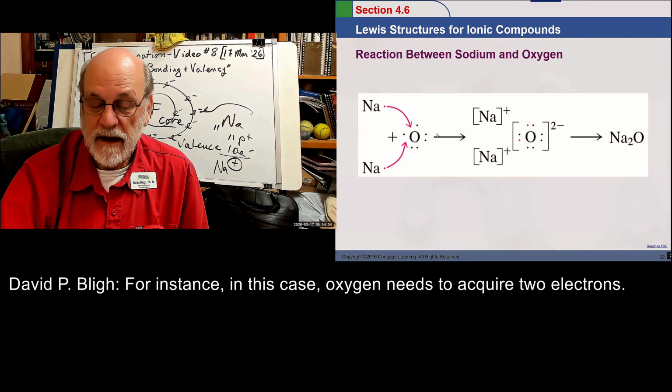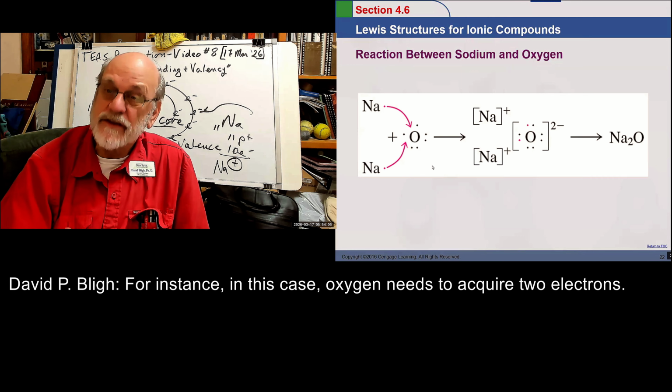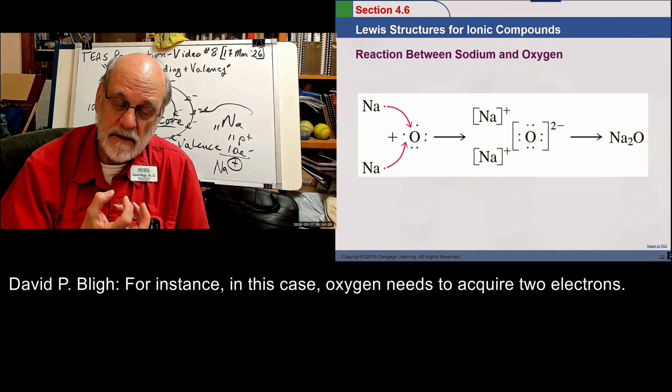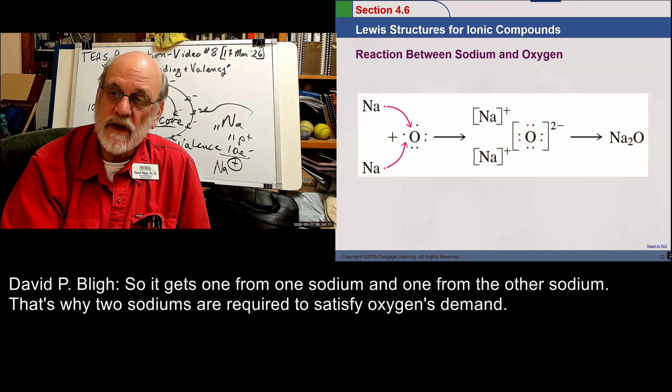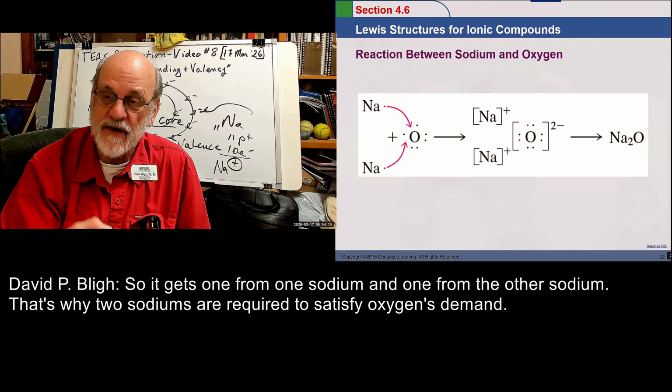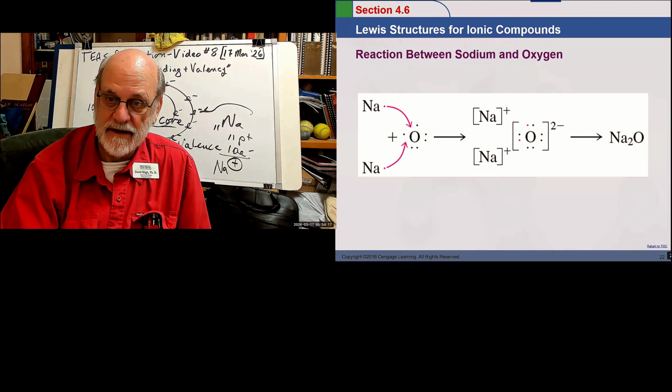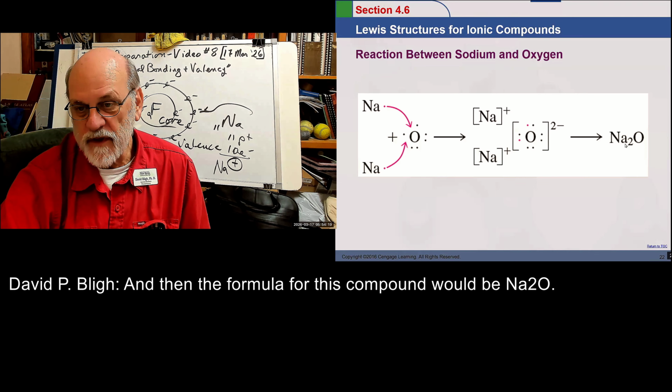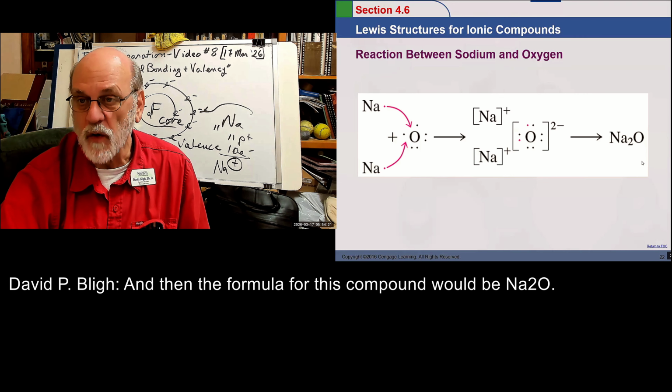For instance, in this case, oxygen needs to acquire 2 electrons. So it gets 1 from one sodium and 1 from the other sodium. That's why 2 sodiums are required to satisfy oxygen's demand. And then the formula for this compound would be Na2O.